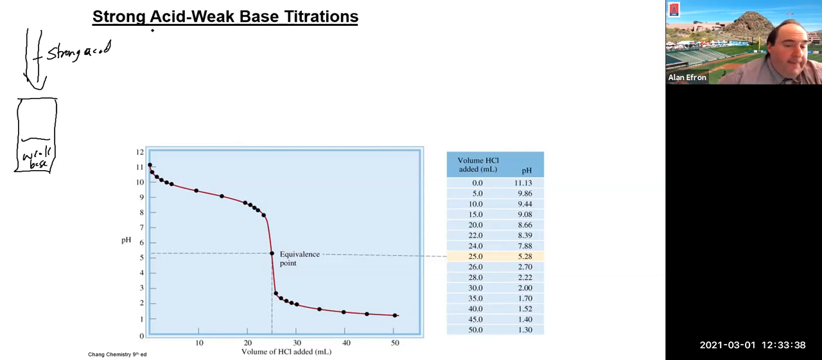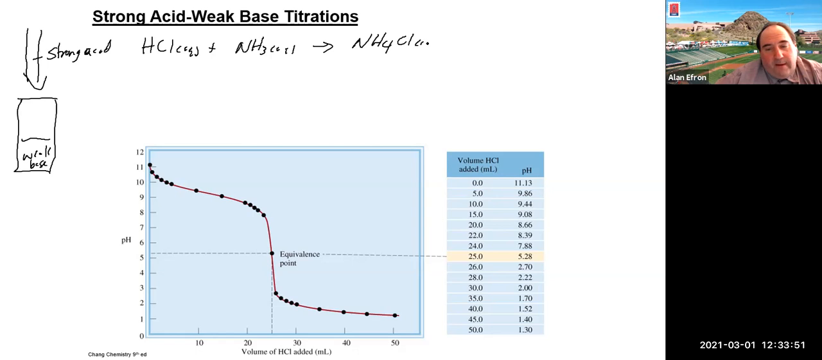So for example, if we had a strong acid like hydrochloric acid and we added it to NH3, which is a weak base, we would get something like NH4Cl, ammonium chloride. This is a weak base. Obviously, this is a strong acid in this particular case. So let's talk about why this curve looks like this and what happens at each of these spots. Well, let's start right there at number 1, like we've been doing.